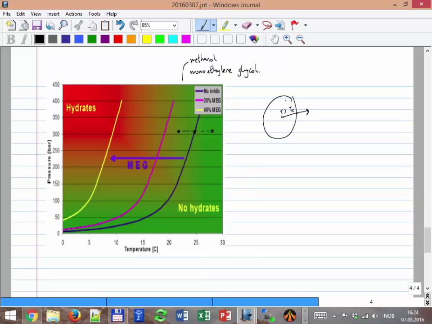Okay. And you see that when you inject what we call hydrate inhibitors, then the line shifts to the left, all the time allowing us to operate in a bigger operational envelope.